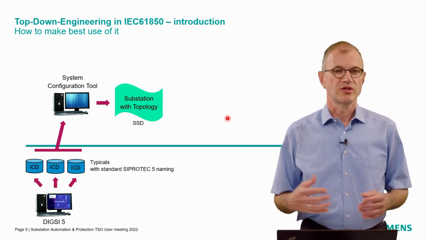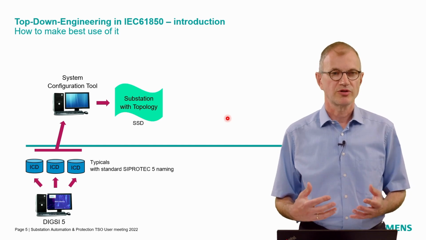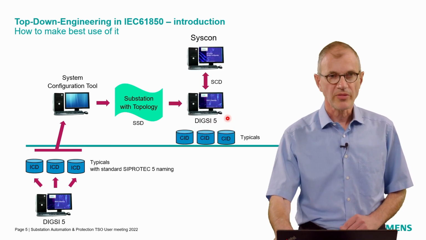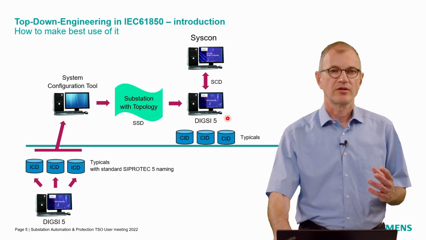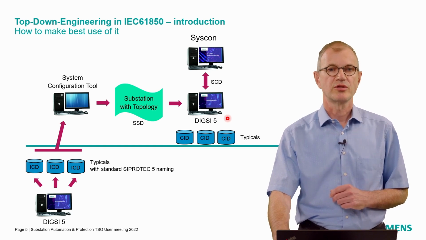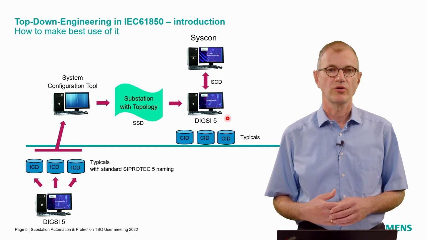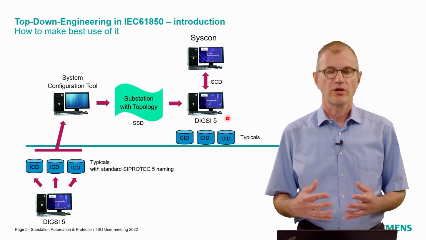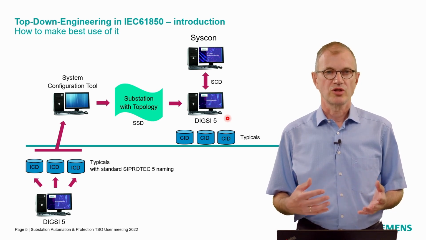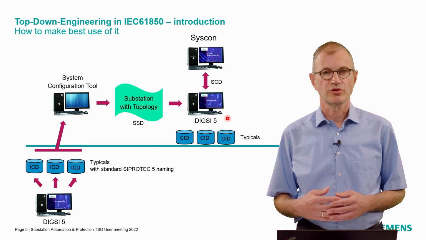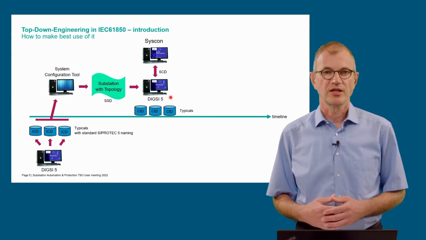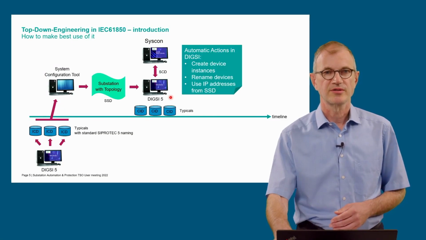Of course, if you use a device from the DIGSI library, you can export it also in this XML, in the SCL format, and use it then. And then you can create the substation in the substation configuration tool and then read this into DIGSI, where you have the usual workflow in finishing the protection settings or device settings and exchanging, if necessary, the SCD with SYSCON if you want to change something in the GOOSEs. And you then have the configured IED descriptions which you can load into the devices.